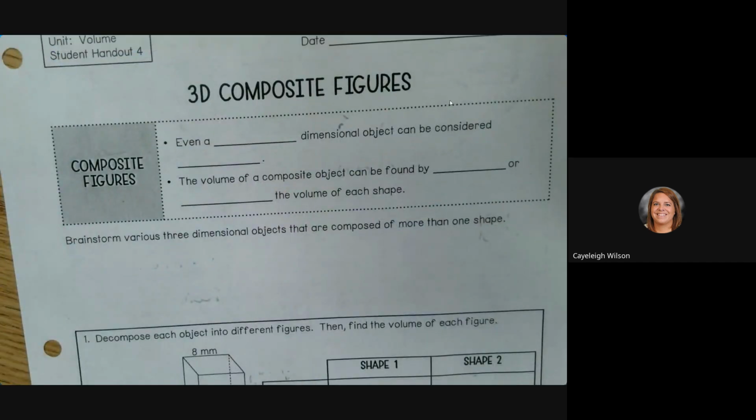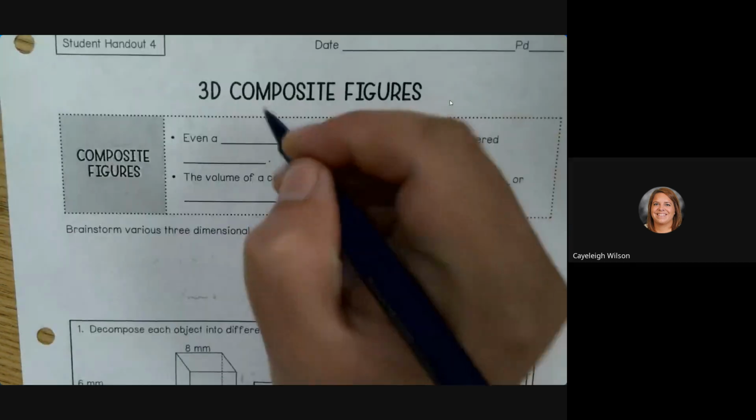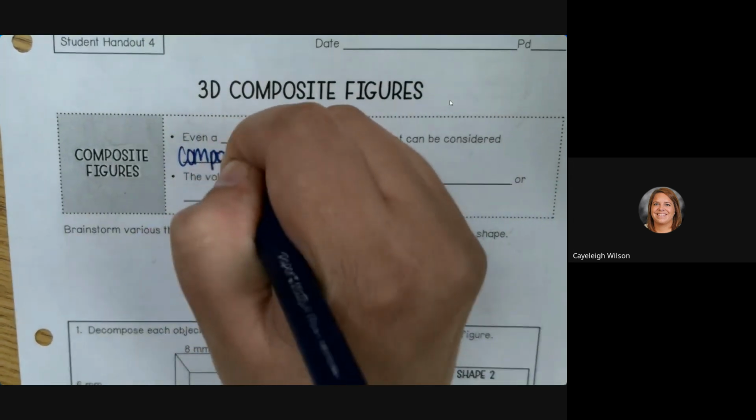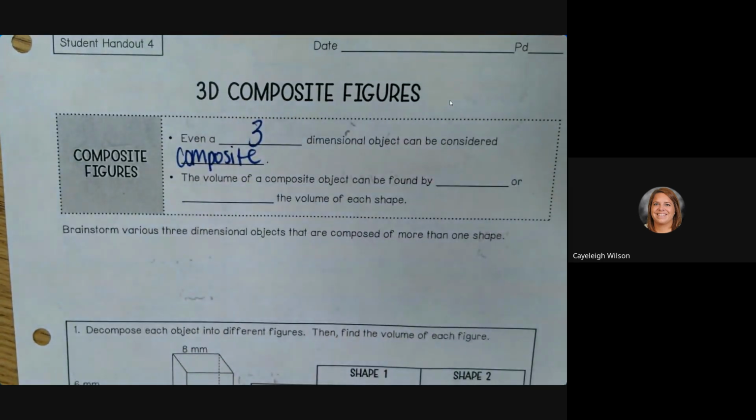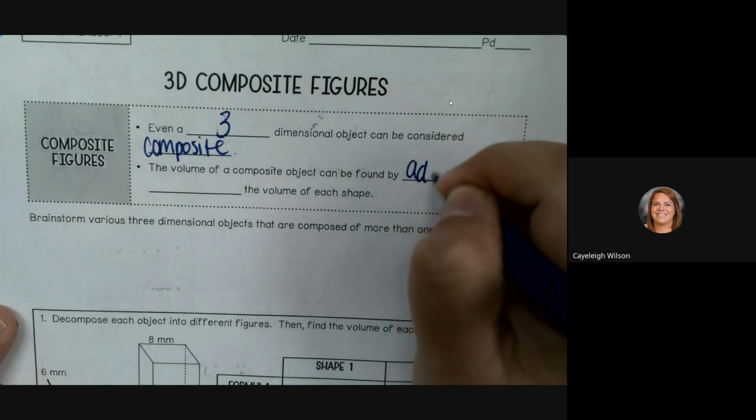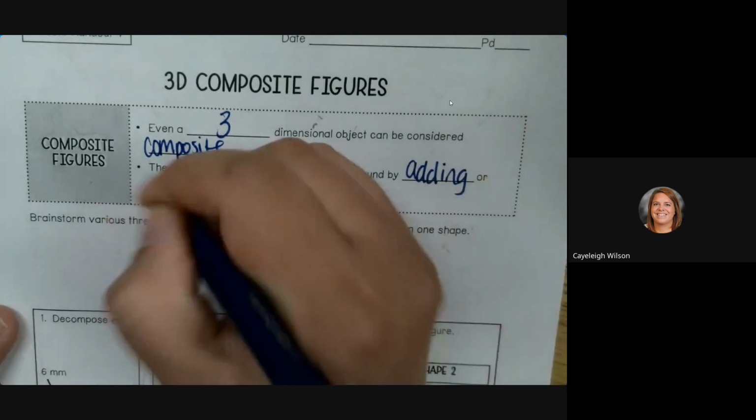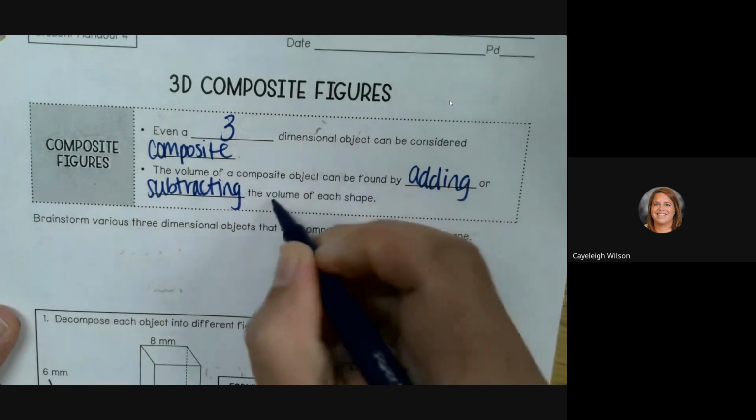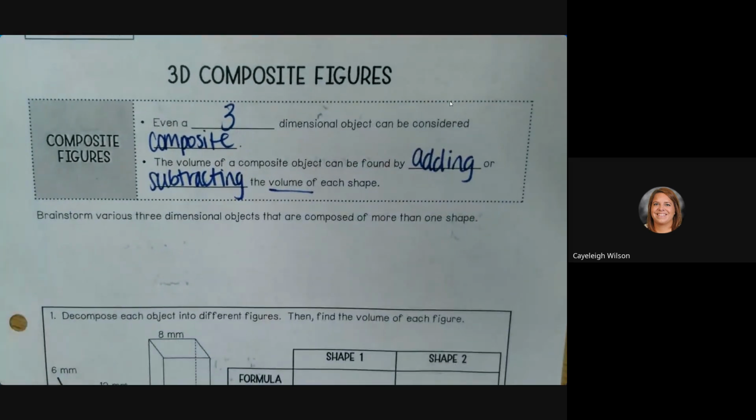So even a 3-dimensional object can be considered composite. And the volume of a composite object can be found by either adding or subtracting the volume of each shape.